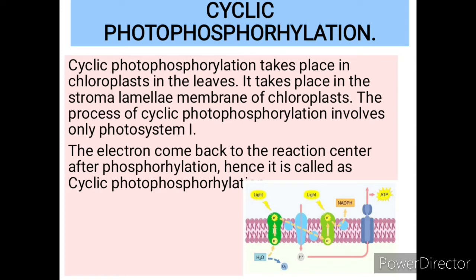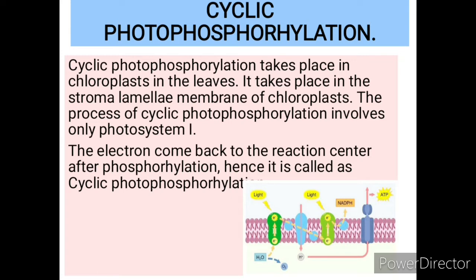In the last video we discussed the stroma, grana and stroma lamellae and all the cell organelle parts of the chloroplast. So we know very well about the stroma lamellae. On the membrane of the stroma lamellae this reaction takes place. In the examination this question may be asked: which is the site for cyclic photophosphorylation? You will go with the stroma lamellae membrane of the chloroplast.